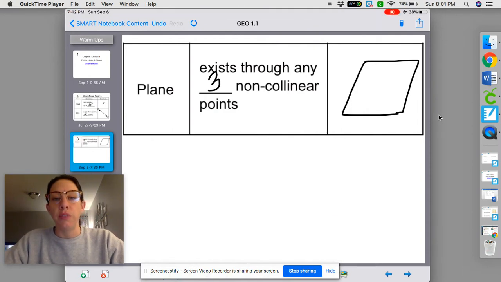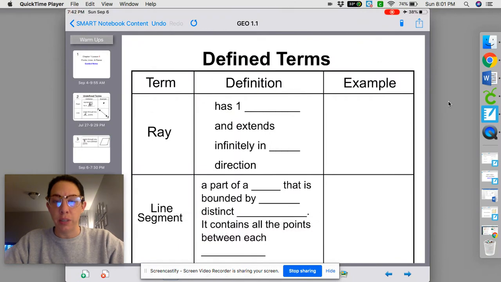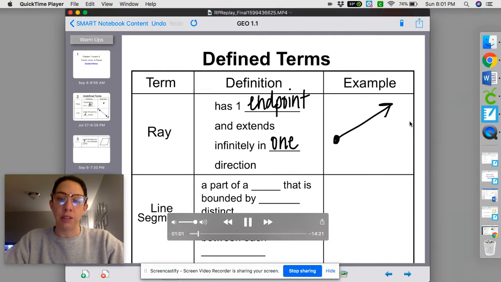So then we do move on to our defined terms. Now the defined terms use some of those undefined terms in their definition. So we first have a ray. A ray has one endpoint and it extends infinitely in only one direction. So it has that endpoint and then it'll go off infinitely in that direction.